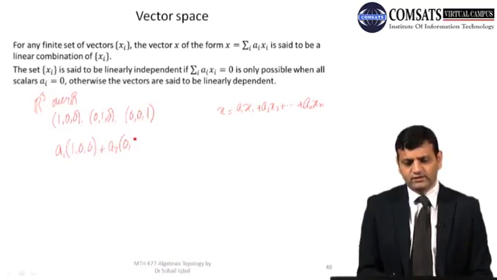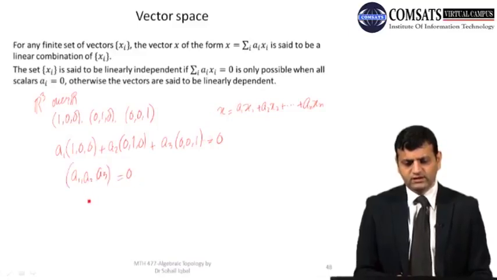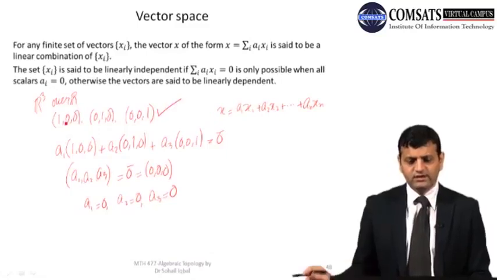three elements, then the result is going to be this, and if I put it equal to 0, then the resulting will be (a1, a2, a3) equal to 0, which means that a1 is 0, a2 is 0 and a3 is 0. So this 0 is basically the 0 vector, (0,0,0). Two vectors are same if their corresponding coefficients are same in this case. So a1 is 0, a2 is 0 and a3 is 0. So we can say that these three elements are linearly independent.